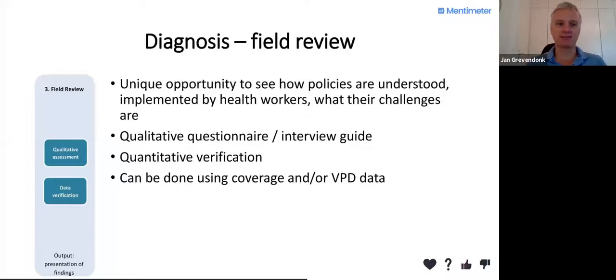The second part is some kind of quantitative verification, where you recount data that should be the same at different levels, and then you just compare it and see if they are the same. This can be done using coverage, for which it's often done, but also, for example, for VPD data or even logistics data or whatever you can think about. As long as you have a system that reports something up the chain, it makes sense for you to, from time to time, see if you actually have consistent information across all levels.